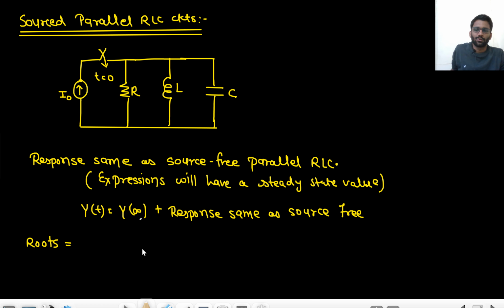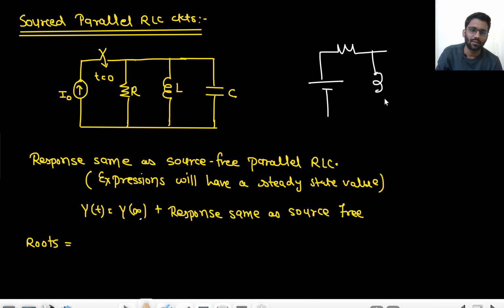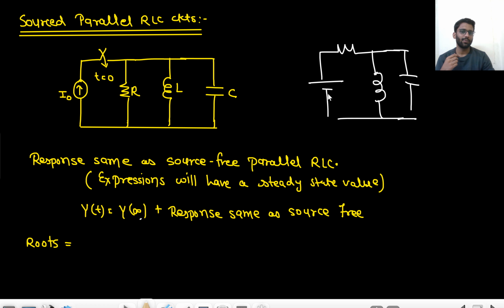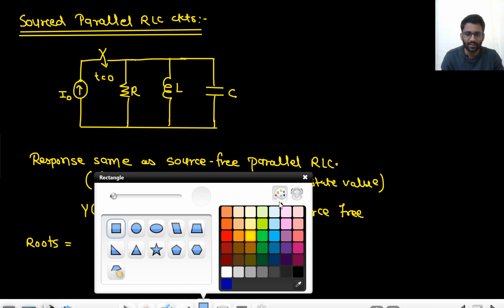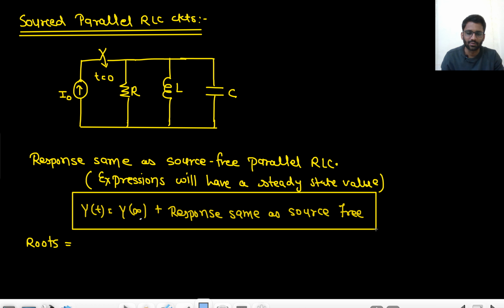Now for sourced parallel RLC circuits, what will happen? Now I am giving a current source. It can be a voltage source. Let's just assume the circuit is something like this. It is the same case as parallel RLC, because you can convert the voltage source into a current source. Every circuit you will see is a combination of series or parallel RLC circuit only. We will see the example. The response is the same as source free parallel RLC, with a steady state value added. So basically this will be our response.